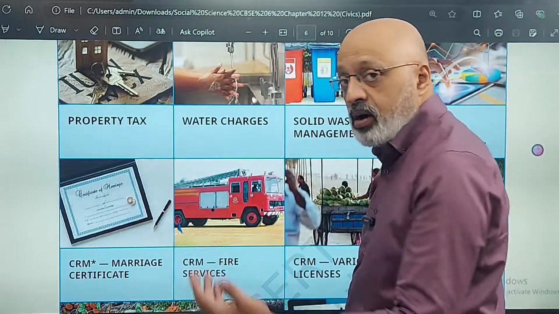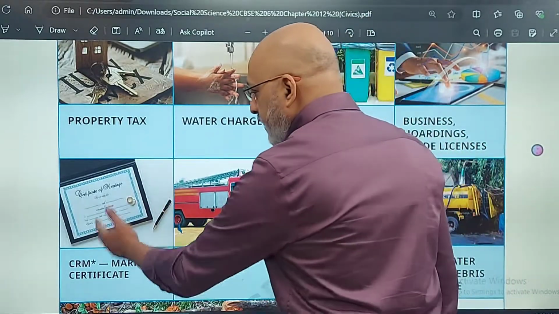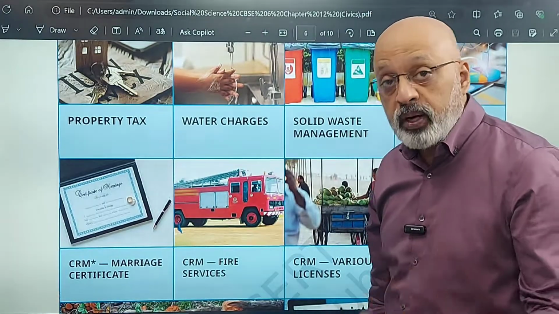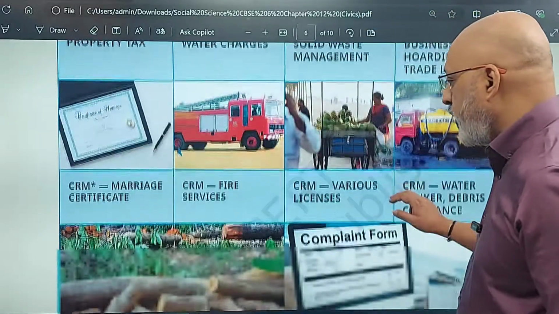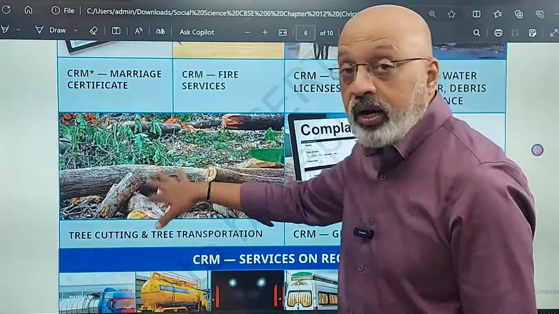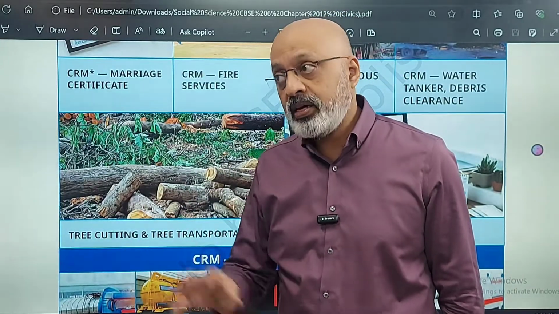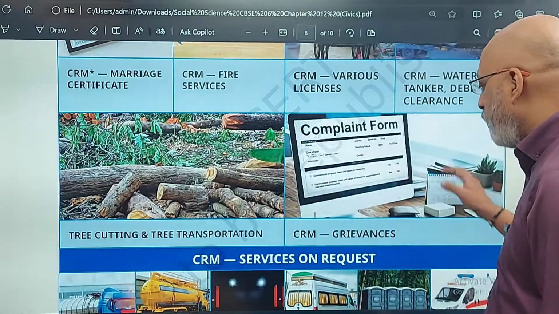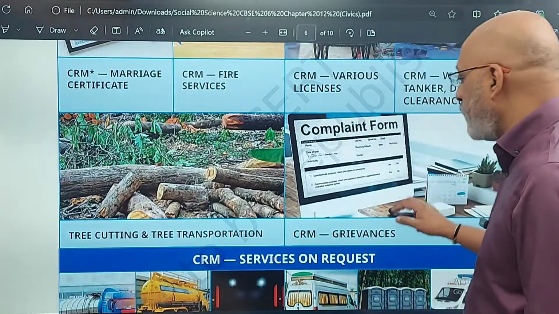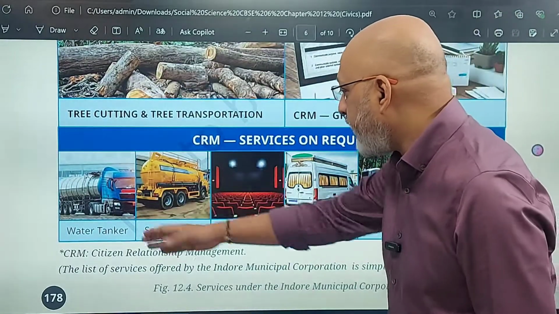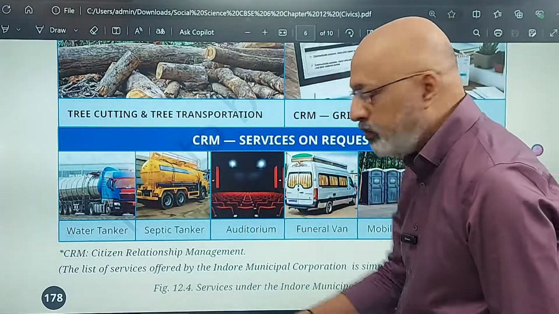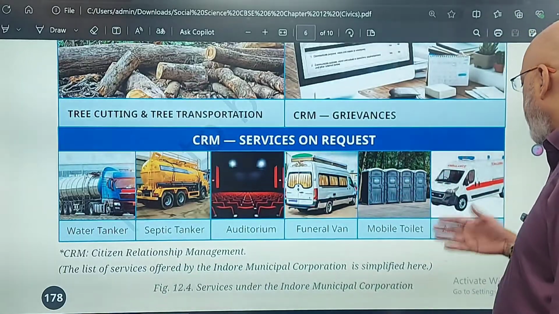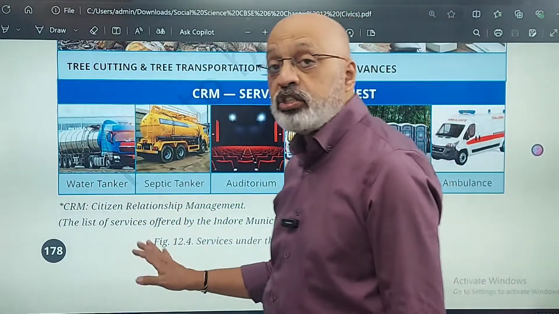Then there is fire services, the Department of Fire, then different kinds of certificates, birth certificate, death certificate, marriage certificate, which are issued by different authorities. Then you cannot cut a tree without permission from the municipal corporation. ऐसा नहीं है कि पेड़ है मैं काट दूंगा, no, पेड़ लगा सकते हैं, पेड़ काट नहीं सकते हैं. Okay. Then whatever grievances you have, you file a complaint with the municipal corporation. Then you have water tanker, septic tanker, to clean the drain, the sewage thing, the auditoriums, funeral van, mobile toilet, ambulance. CRM is citizen relationship management.